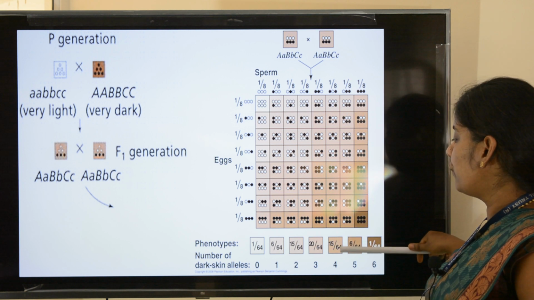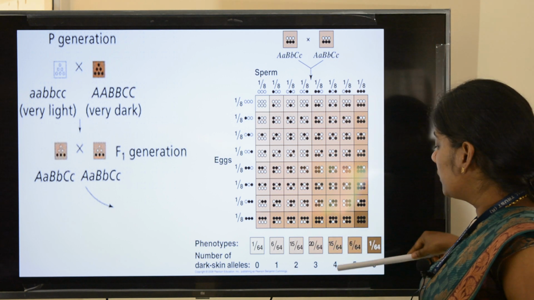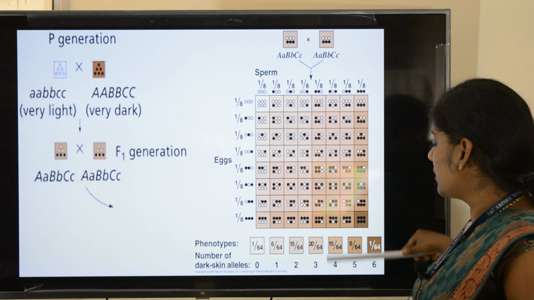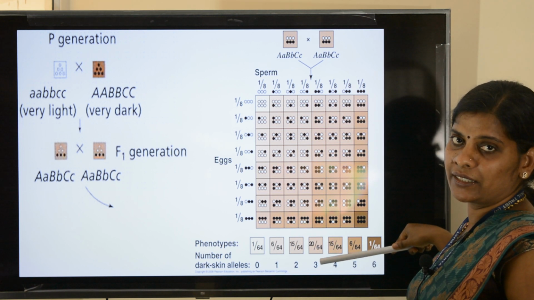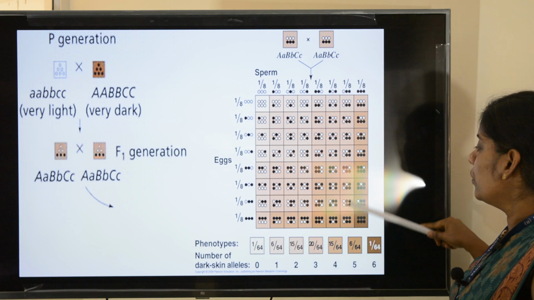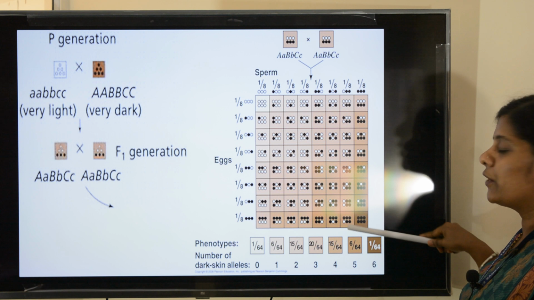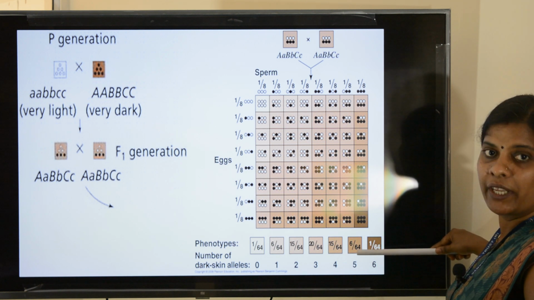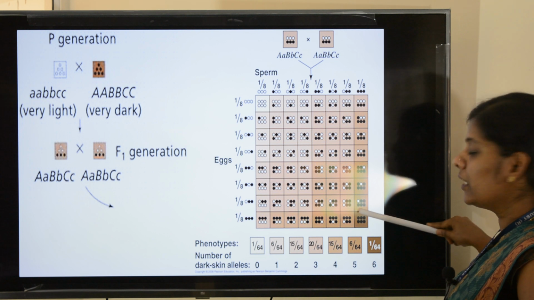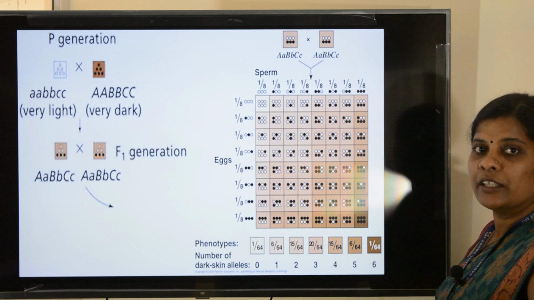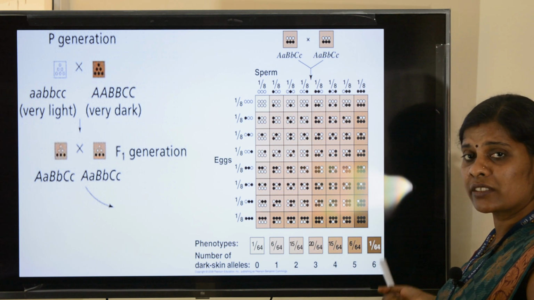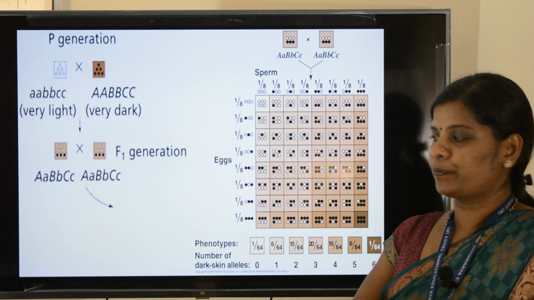Out of 64, 15 are showing 4 dominant alleles, so they are dark skinned. Out of 64, 6 are showing 5 dominant alleles. Here you can see 5 dominant alleles, so they are very dark. The last, only one person you can see, all these 6 genes are dominant. So he is dark skinned or extremely dark skinned or negro.